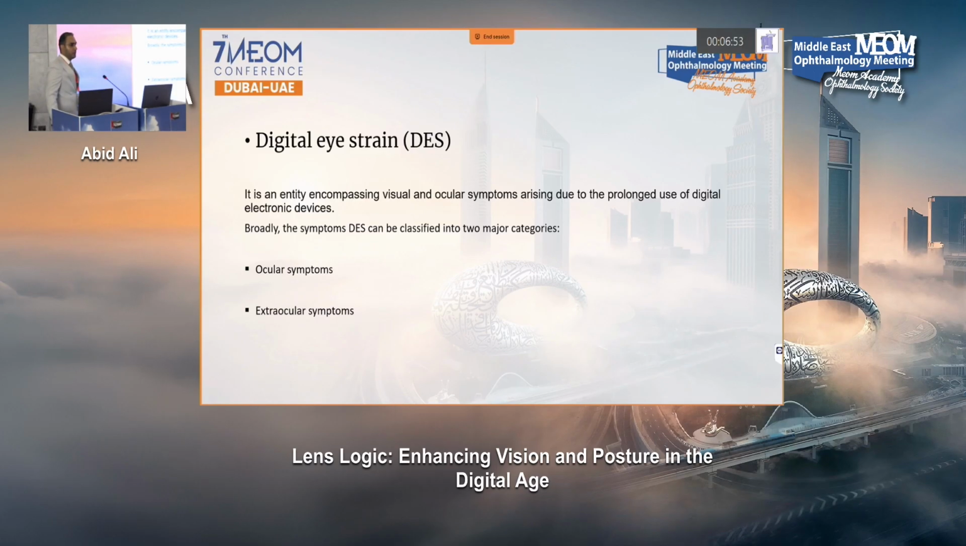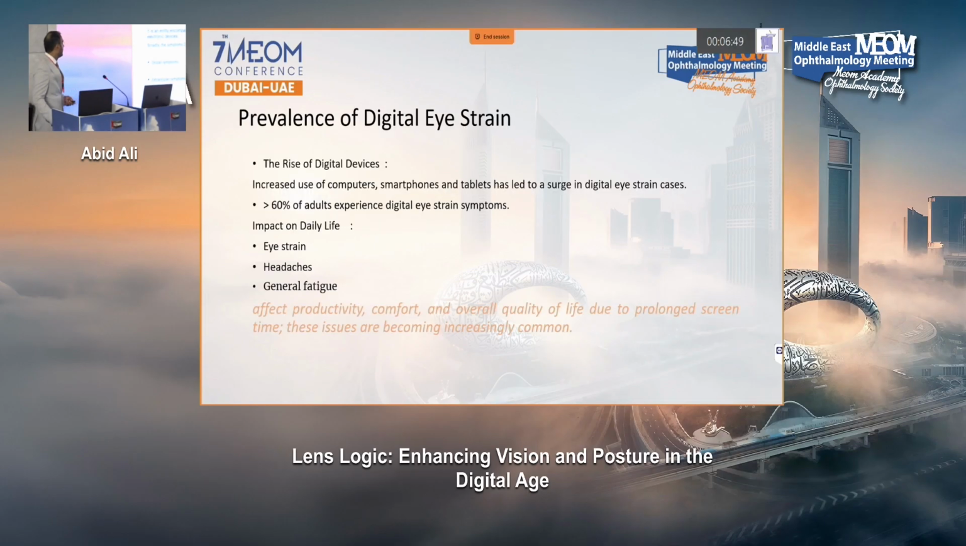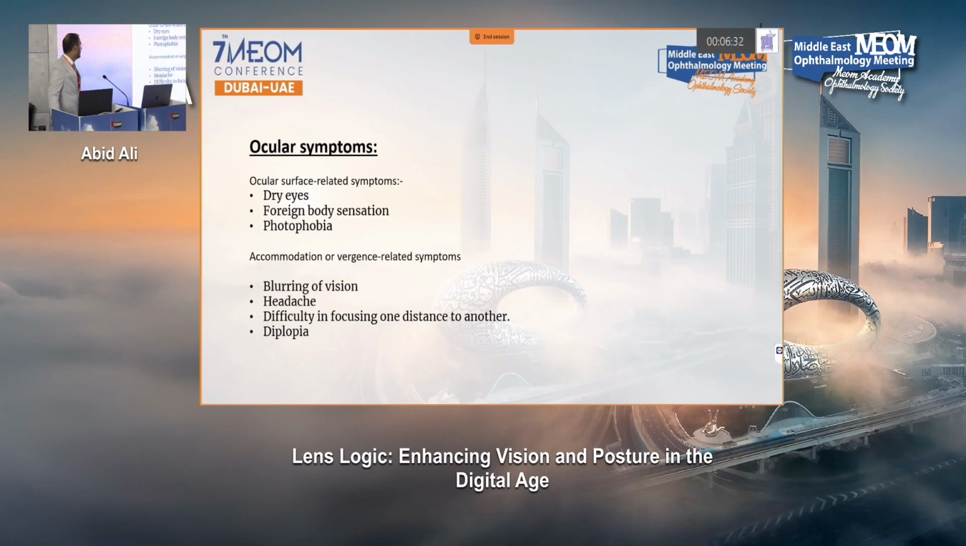Broadly, we divide the symptoms into two parts: the ocular symptoms and extraocular symptoms. The prevalence of digital eye strain with the use of computers and digital devices is more than 60% in adults. Normally the impact on life is eye strain, headache, and general fatigue, which affects life and normal working condition also.